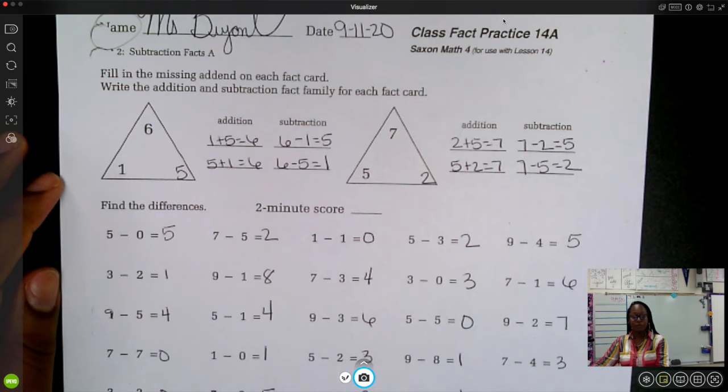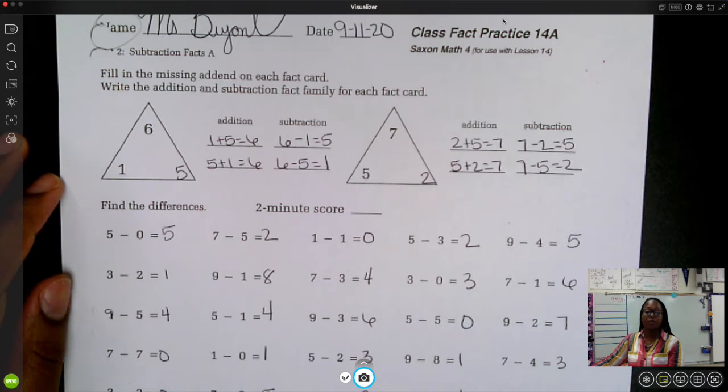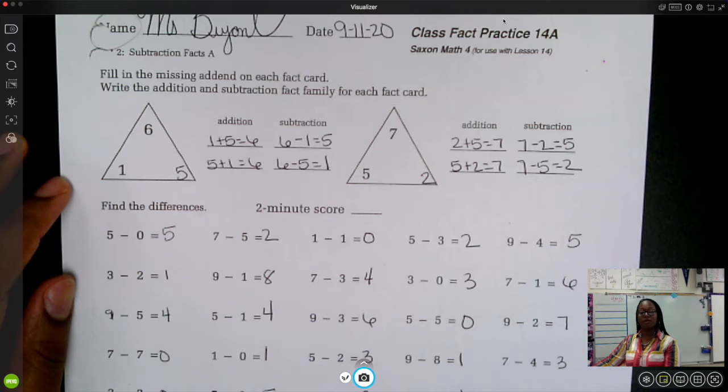Moving over to the next triangle, the top number is 7. And we have, for addition problems, 2 plus 5 equals 7. 5 plus 2 equals 7. Subtraction, 7 minus 2 equals 5. 7 minus 5 equals 2.